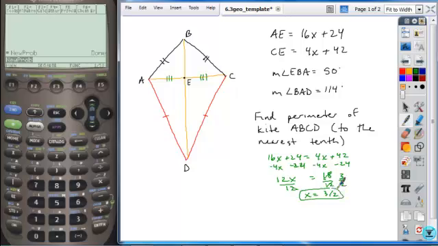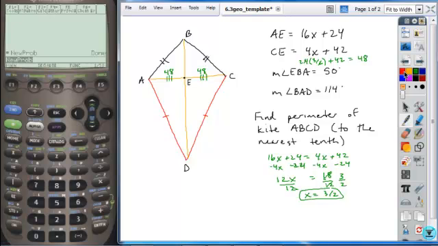our value for x. So we can choose either one of these to plug it into. It doesn't matter which one, whichever is easiest for you. So if we take this first one, 4 times 3/2 plus 42. Half of 4 is 2. 2 times 3 is 6. 6 plus 42 gives us 48. So we know that each of these lengths, AE and EC, is going to be 48. All right, so there's the first part.